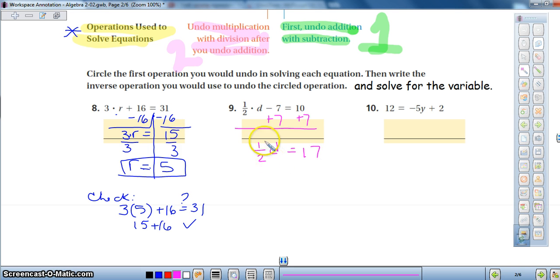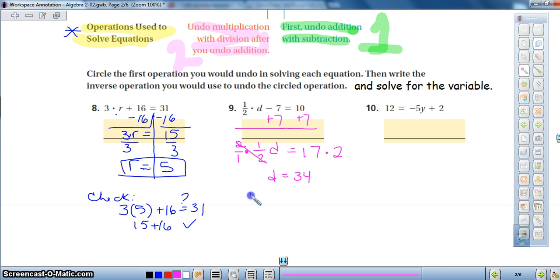If I want to have a 1 in front of d, our coefficient, what am I going to multiply 1/2 times? It's actually its reciprocal. The reciprocal of 1/2 is 2. Sometimes it helps to see it as 2 over 1. And on this side, 17 times 2, d is equal to 34.